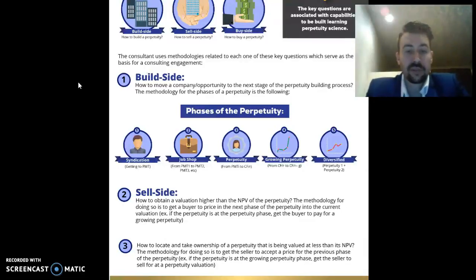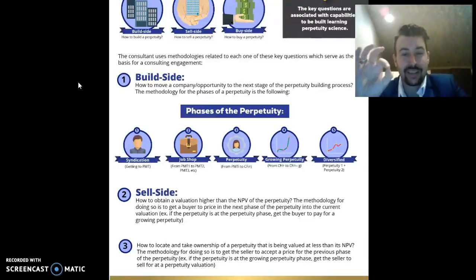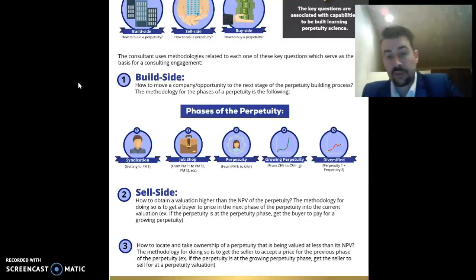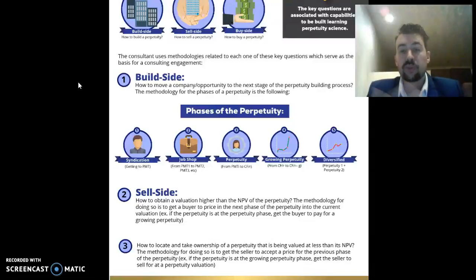And the methodology for doing so is to get a seller to accept a price for a previous phase of the perpetuity. It's going to be at a discount to its intrinsic value. So, for example, if the perpetuity is at a growing perpetuity phase, we're going to try to get the seller to sell for a perpetuity valuation. And that's going to be a part of negotiations and talking about the key risk factors that we see going forward and that sort of thing.